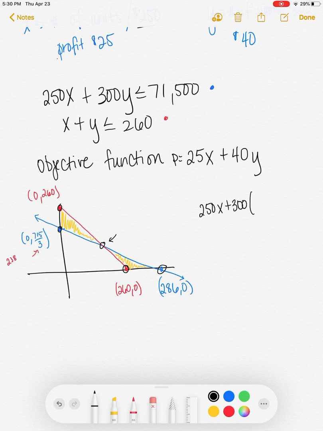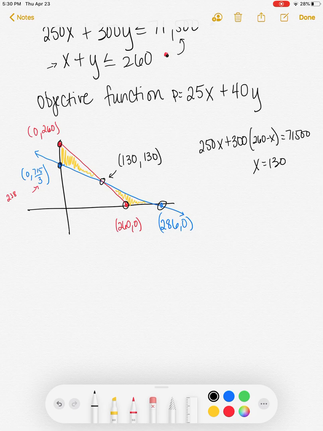So 250x plus 300y, where y would be 260 minus x if I plug the second equation into the first. I just set it equal because we're not worried about the inequality portion. And when you solve this, you should get x equals 130. Then if I plug it into this second function, you can figure out real easily that y must be 130 as well. That's the point of intersection.